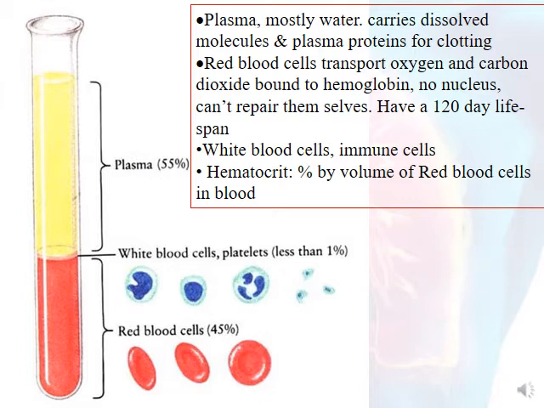They don't have a nucleus. They can't repair themselves, and they have a lifespan of about 120 days. White blood cells, also called the immune cells, as we said, have a role in immunity. Hematocrit represents the percentage by volume of the red blood cells in the blood.